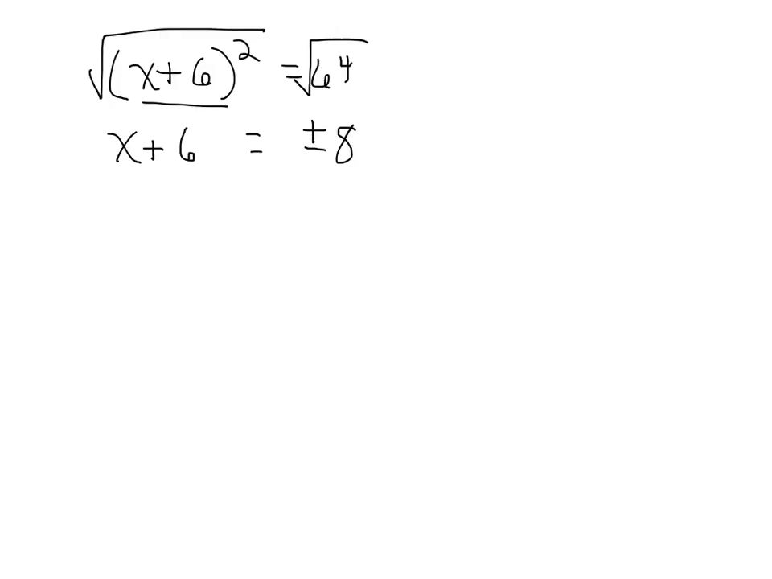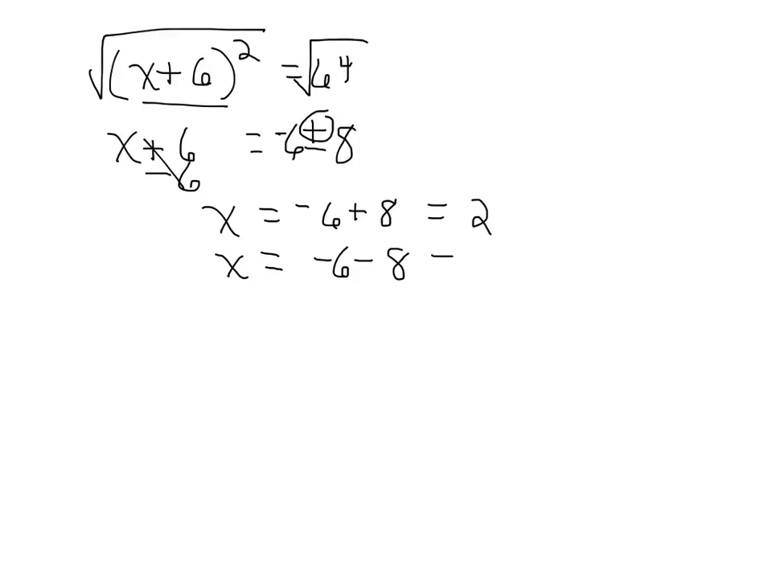Now this isn't quite finished, because to get x alone now, we have to subtract 6. So that means that x is equal to negative 6 plus 8, that's the plus, and x also equals negative 6 minus 8. That makes our two solutions 2 and negative 14.